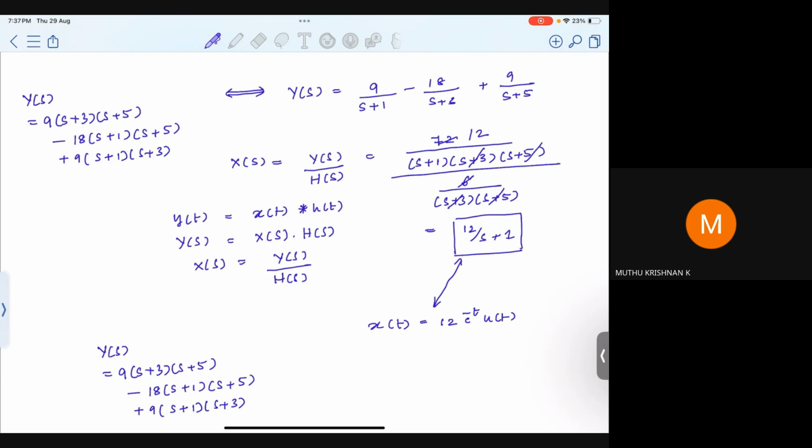Ma'am, one doubt regarding the Fourier transform. The Fourier transform of the impulse train is also an impulse train, right? Yes, it's not an impulse train exactly. It's a train of the Fourier transform of the impulse train.